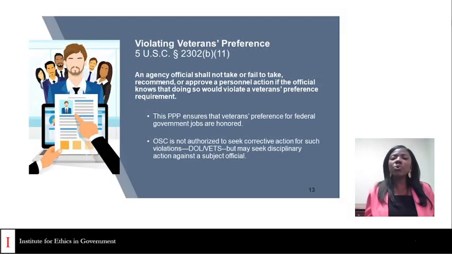So just to give you a quick example of a potential B11 violation: say someone applies to a position based on their point preference, they should rise to the top, and their point preference is not respected. So that could be a B11 violation.